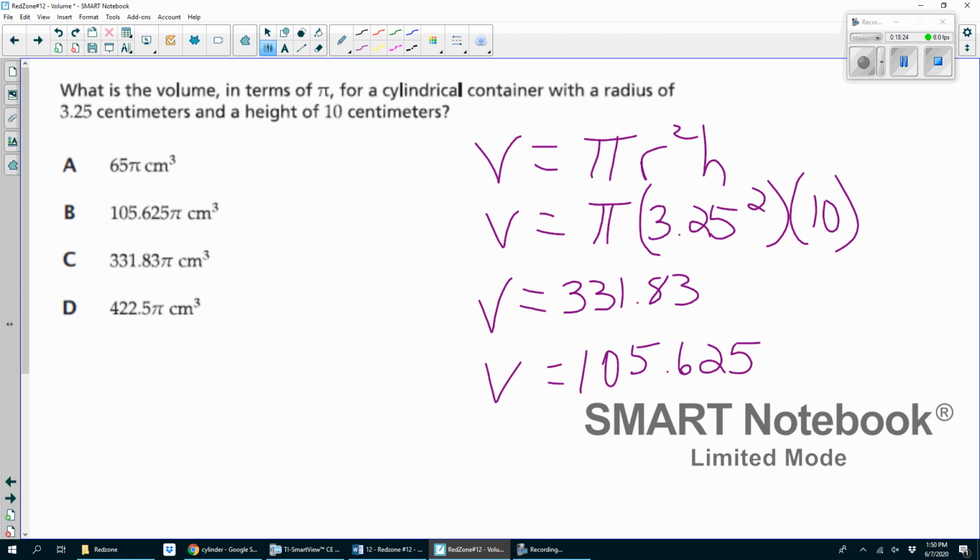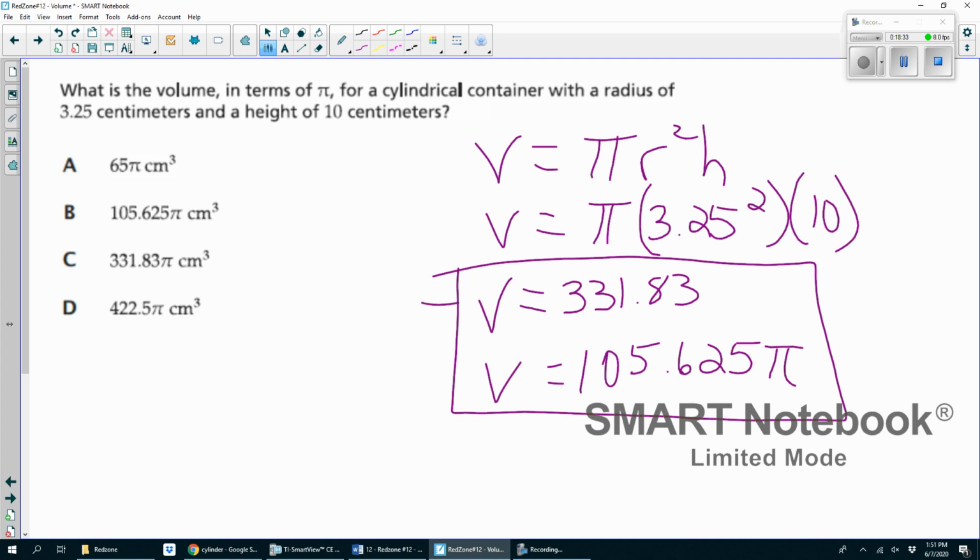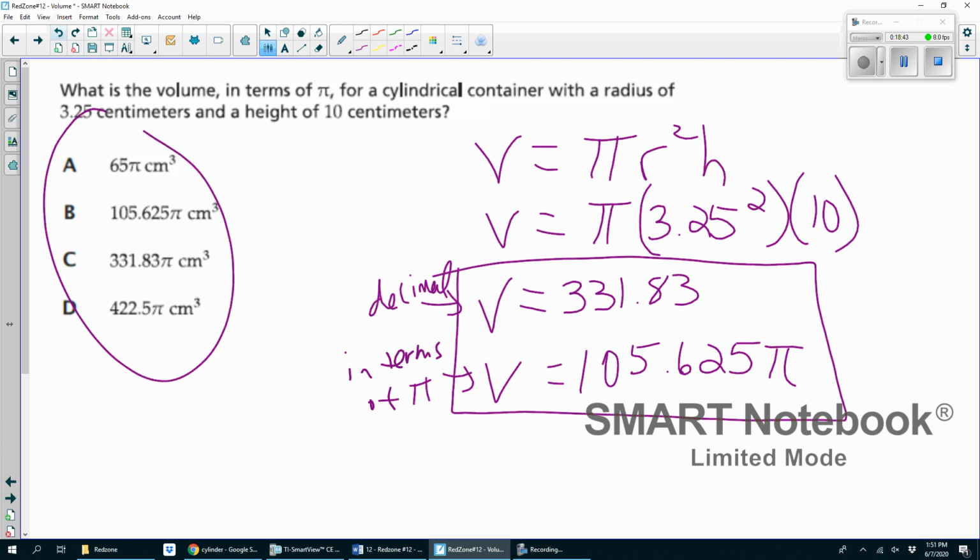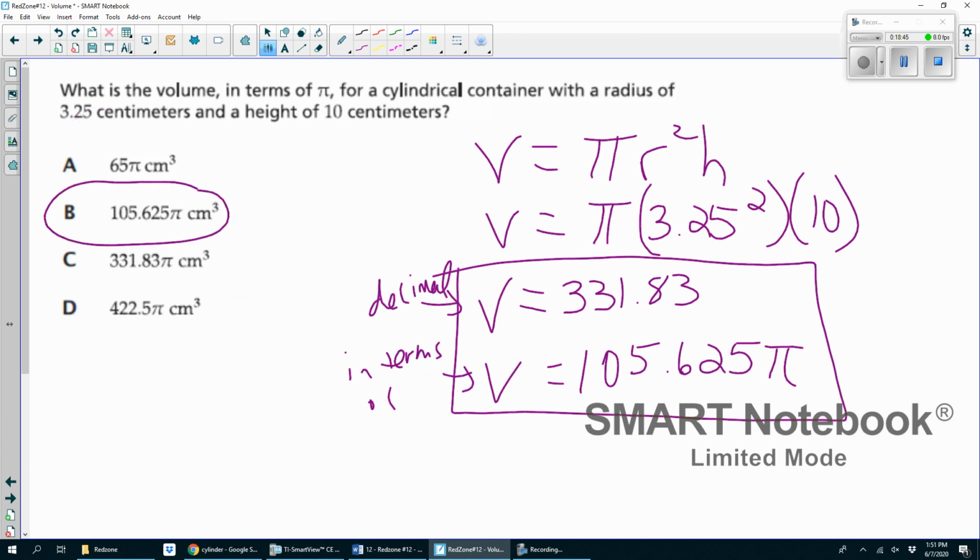105.625. But remember, I didn't put in the pi, so I have to leave it in my answer. These 2 answers right here are both correct. They're both the exact same thing. This one is a decimal, and this one is in terms of pi. All of these answers are in terms of pi, so we want this one, choice B.